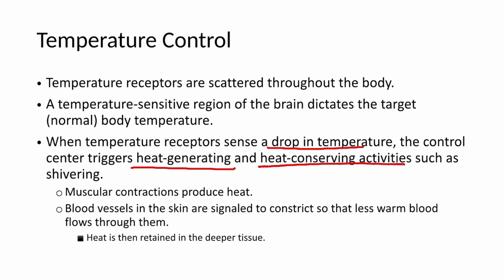In terms of any assessment, so quiz or exam, you need to be able to explain what these activities are. So these activities include muscular contraction. So that's when the shivering happens. The shivering causes a production of heat. And then the blood vessels in the skin are signaled to constrict. So there is a constriction. So the blood vessels become smaller.